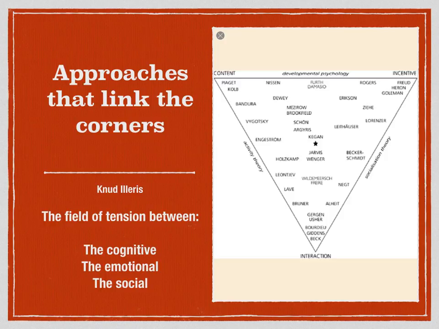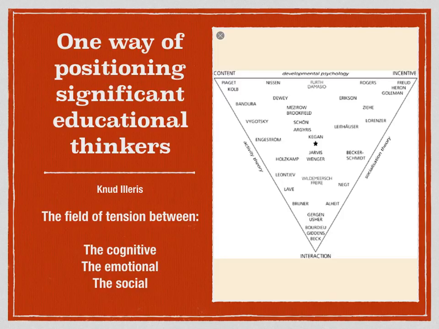The link between the content I'm teaching and all the interactive elements is in activity theory, and the link between an individual's incentive and the workings of the whole group is in socialization theory. And so we're going to be looking at each of these areas. The other thing he does, which I quite like, is you'll see inside the triangle, and I don't agree with all of his positioning, but that really doesn't matter.